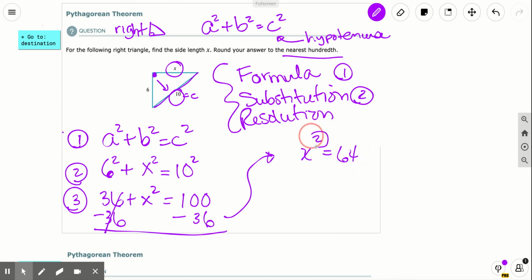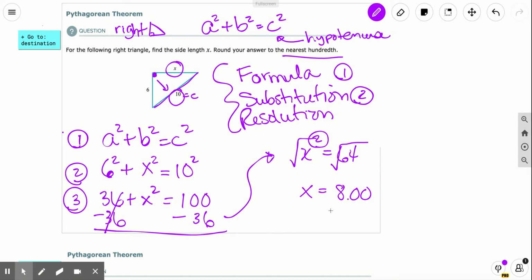Now to get this x by itself, we take the square root of both sides. The square root of x squared is x, and the square root of 64 is 8. It says to the nearest hundredth. I don't think you need to put 0.00, but honestly, I'll never know with Alex. So it is 8. It's a nice, neat one.